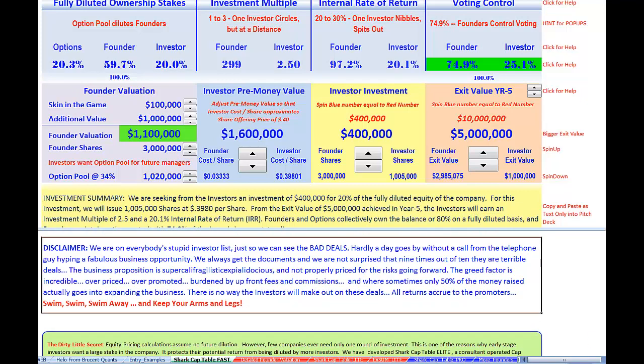We are in everybody's stupid investor list just so we can see the bad deals. Hardly a day goes by without a call from the telephone guy hyping a fabulous business opportunity. We always get the documents, and we are not surprised that 9 times out of 10, these deals are terrible. The business proposition is supercalifragilisticexpialidocious and not properly priced for the risks going forward. The greed factor is incredible. Overpriced, overpromoted, burdened by upfront fees and commissions, and where sometimes only 50% of the money raised actually goes into expanding the business. There's no way the investors will make out on these deals. All returns accrue to the promoters.